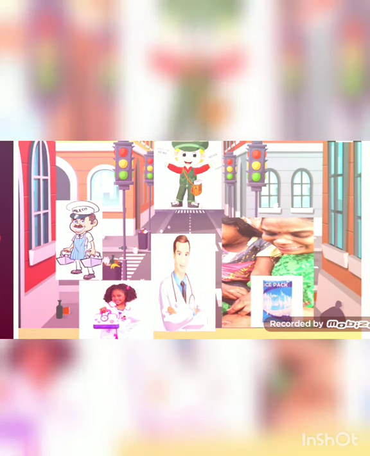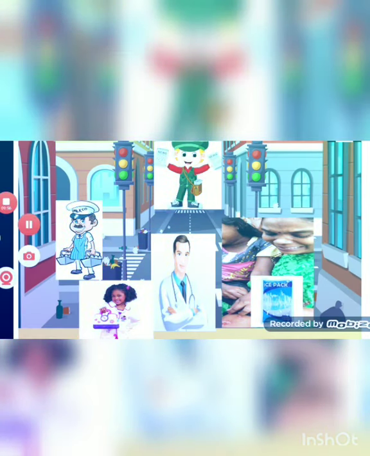Enters the newspaper boy. Here in the picture, you can see the newspaper boy and also a hawker. Here enters the newspaper boy, milkman, and the hawkers.